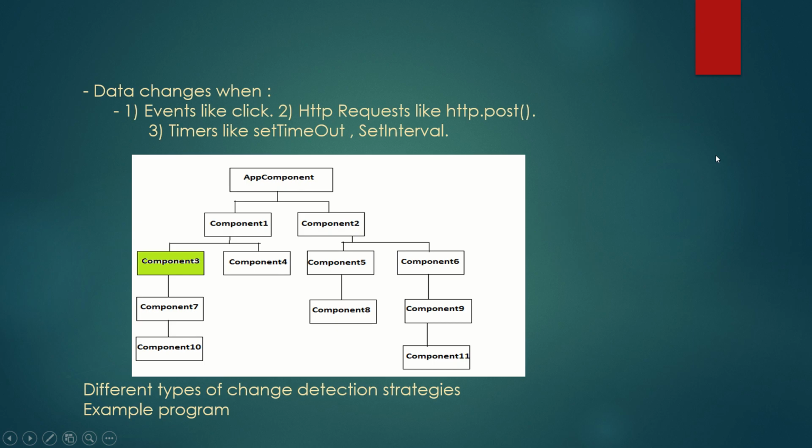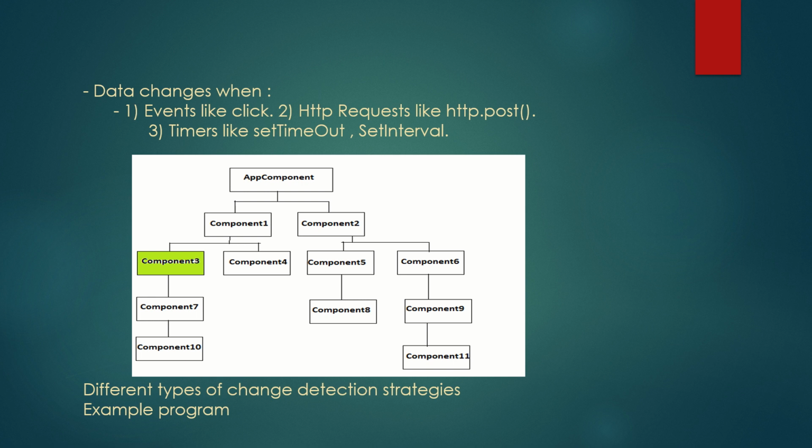Change detection in Angular. Generally, Angular identifies the data changes within a component and updates the specific view of that component with the latest updated values. This process is called the change detection process. Angular runs this change detection process automatically when some changes happen within a component.